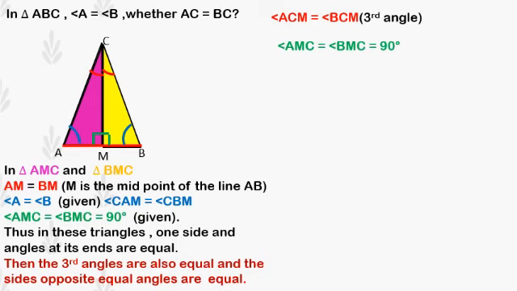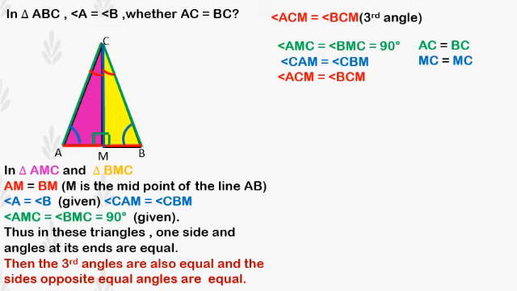Here angle AMC equal to angle BMC equal to 90 degree. Sides opposite to angle AMC and angle BMC are side AC and side BC. So let us write AC equal to BC. And angle CAM equal to angle CBM. And sides opposite to angle CAM and angle CBM are side MC. Here MC is common for both triangles. So let us write MC equal to MC.